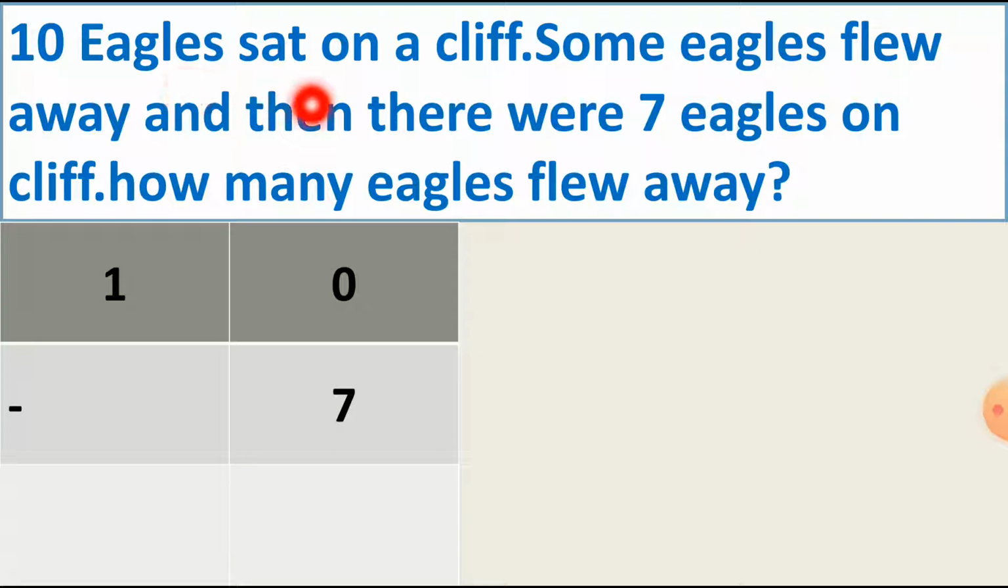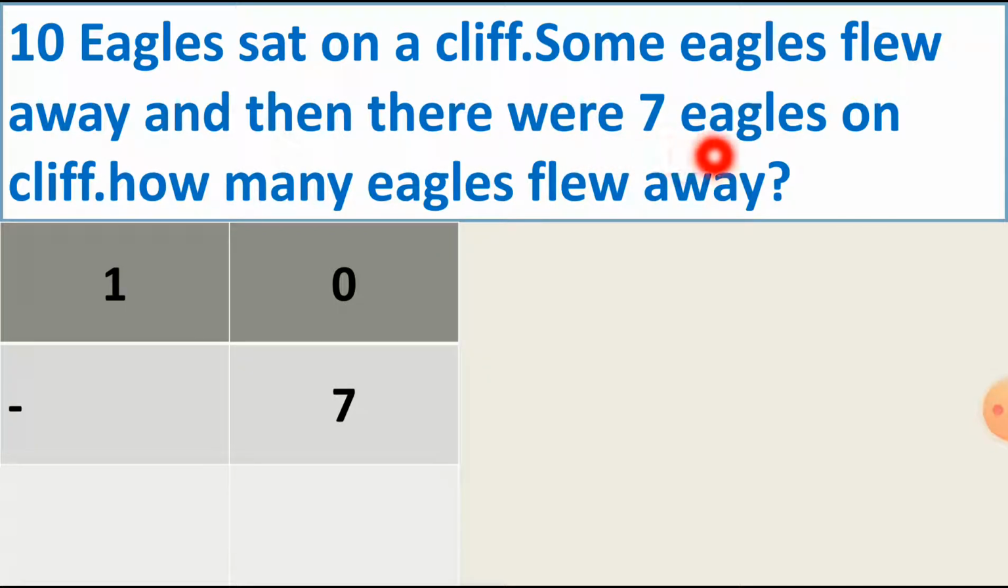10 eagles sat on a cliff. What is the meaning of cliff? I will show you. And what is an eagle bird? If any students have not seen this bird before, I will show you the eagle bird and the cliff also. Some eagles flew away and then there were 7 eagles on the cliff. So the total is 10 eagles, and some eagles flew away and 7 are left. So from these 10 eagles, how many are left? How many flew away?